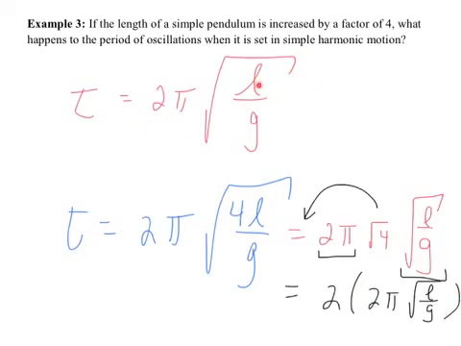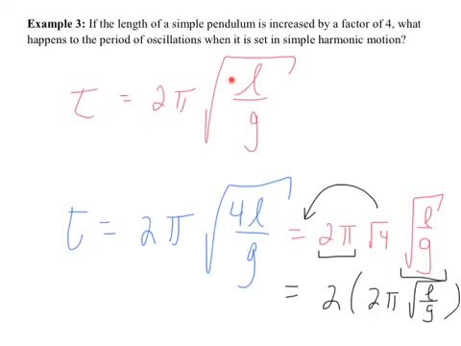It's the same thing at first. These are identical except for this 2 in the front. So our period of the pendulum has increased by a factor of 2. And what we can see here is that this happens because L is underneath the radical. Since L is under the radical and the length increases by a factor of 4, the period increases by the square root of that factor.